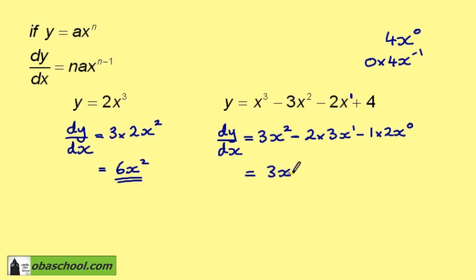Tidying, we have 3x squared minus 6x, take away 2, since it's 1 times 2 times x to the 0, which is 1. And note here, of course, that a 2x term has become a constant of 2, and that a constant term always disappears.